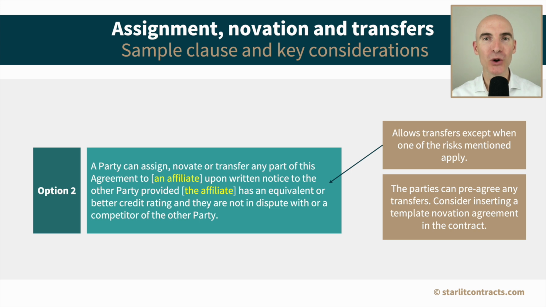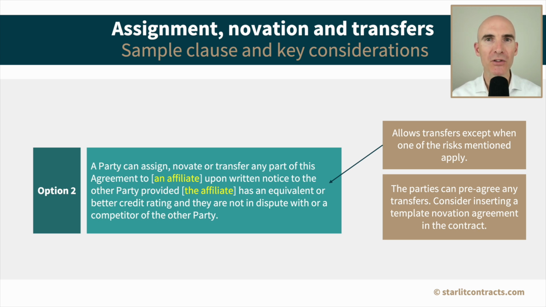Now, the first point to note is that in this case, we're talking about a potential transfer of rights or obligations to an affiliate. Now, it might be in your case that you anticipate that there's going to be a transfer to a company that you can mention by name, in which case you just replace affiliate with the name of that company. Now, this sample clause sets a number of preconditions to allowing a transfer.